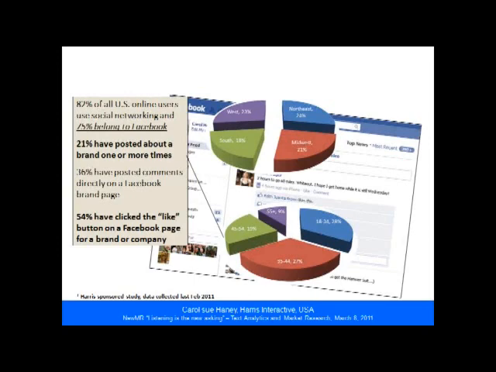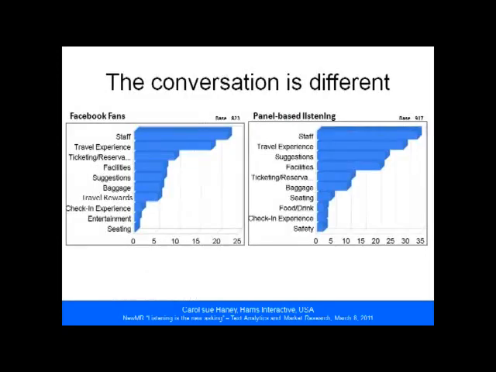Last month at Harris, we ran a study, yet unpublished, that determined the number of people who use social media in the U.S. and how they're using social media to interact with brands. And what's astounding is that of the 80% of adults online in the U.S., 82% of them use social media, and 75% of them are active users of Facebook. That number is just astounding. 21% have posted about a brand one or more times, and 36% have posted comments directly on a Facebook brand page. That's that network overlap I was talking about before. When people talk, where people talk makes a difference.